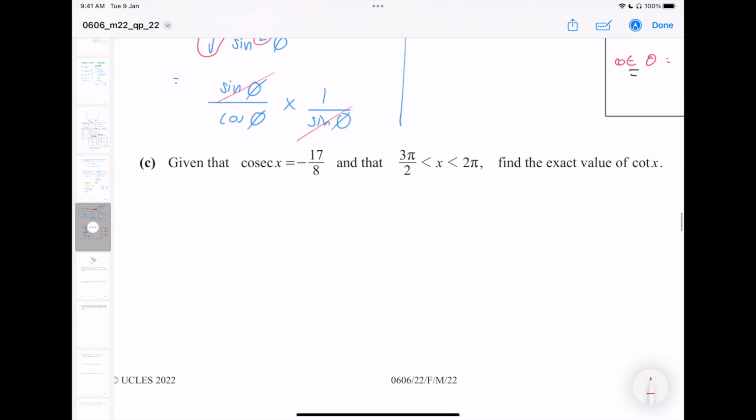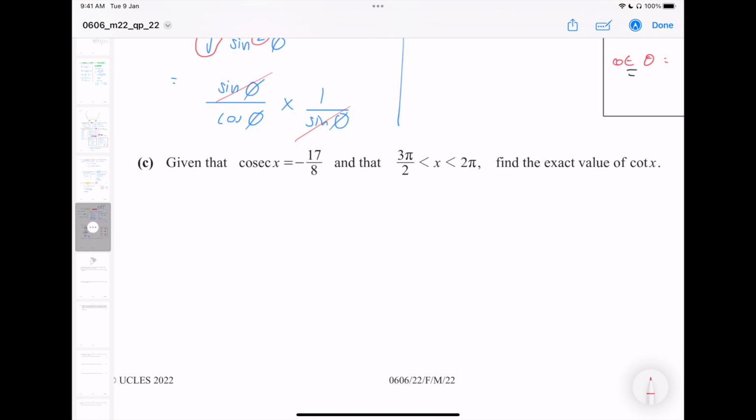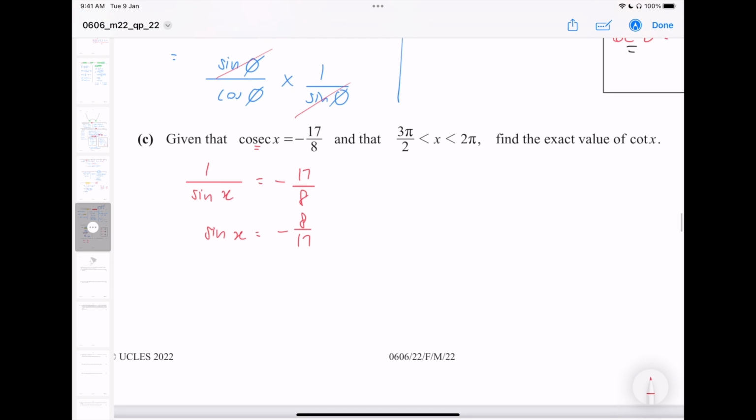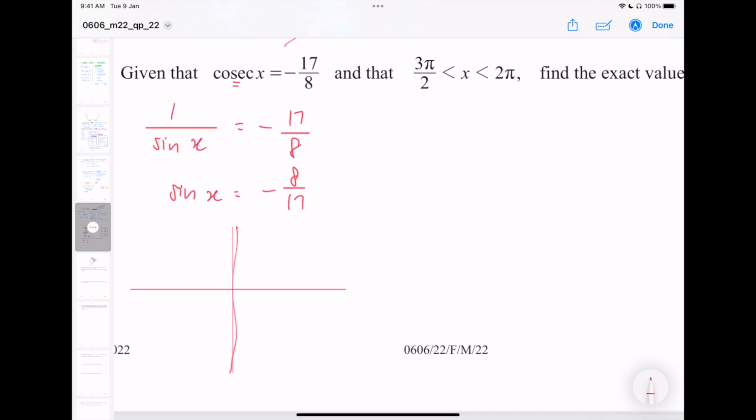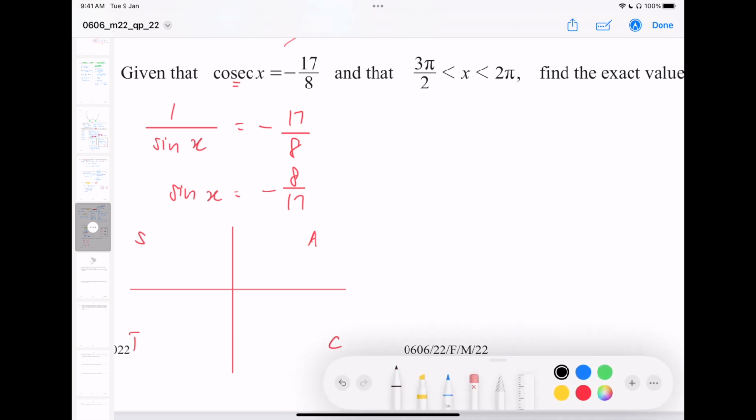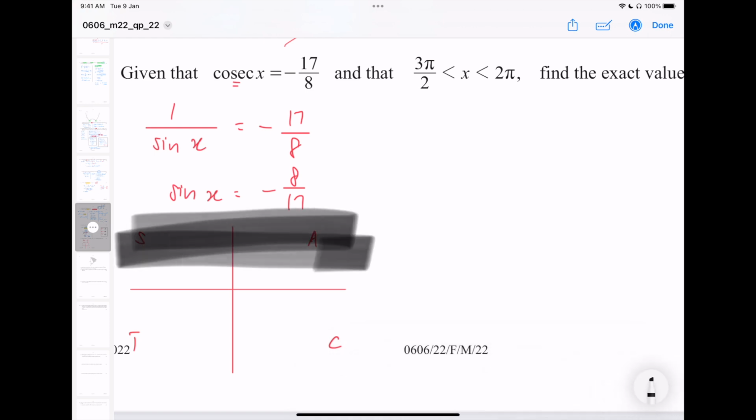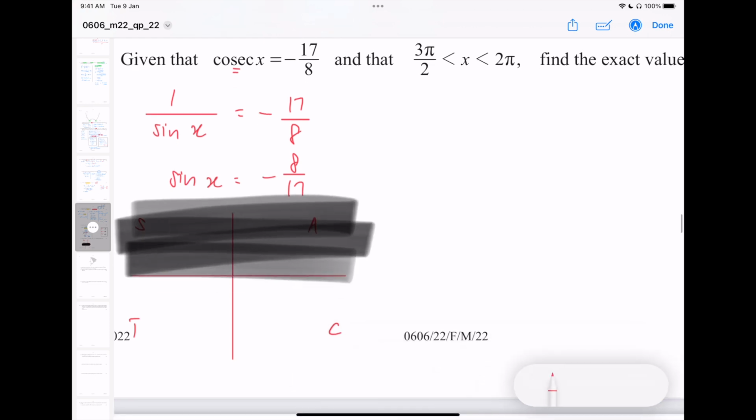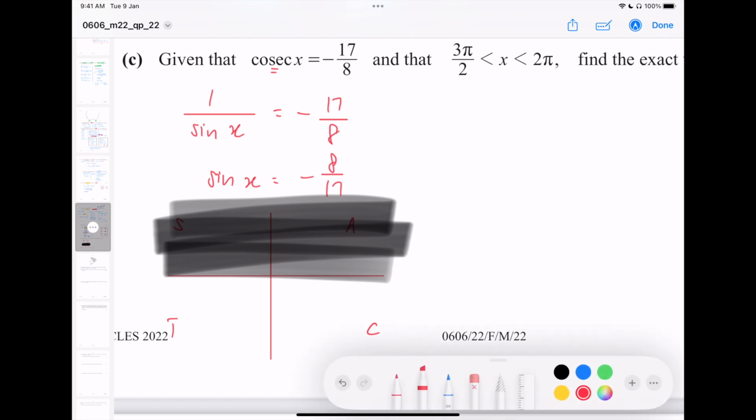Let's keep going. Given that cosecant is that and that, find the value of cotangent x. Cosecant is, again, third letter, so sine. 1 over sine x is negative 17 over 8, which means sine x is negative 8 over 17. Now, you can see that sine equals a negative answer. Let's do the 4-quadrant thing. ASTC, All Science Teachers Crazy. For sine to be negative, it will never be these two, since those two main signs are positive. So it's going to be either quadrant 3 or 4. Fortunately, they gave us the range, 3 pi over 2 to 2 pi. That means quadrant 4.